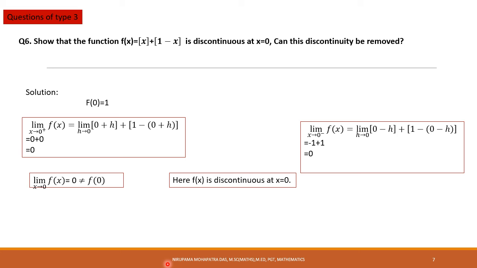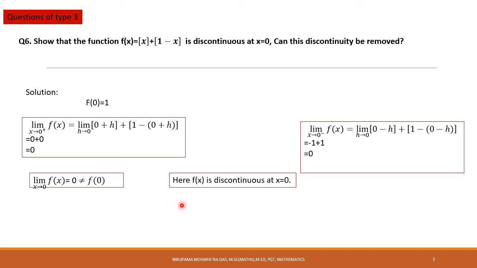In my first video we discussed removable discontinuity. Out of the 3 types of discontinuity, in removable discontinuity both the limiting value and the functional value exist but they are not equal. So here it is the case: the limit as x approaches 0 of f(x) is not equal to f(0).